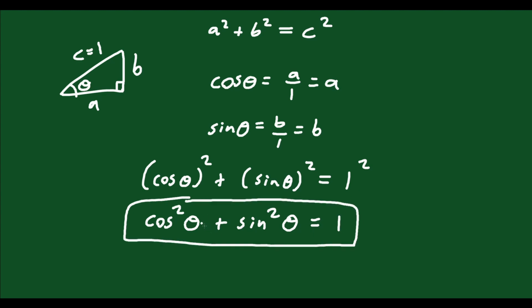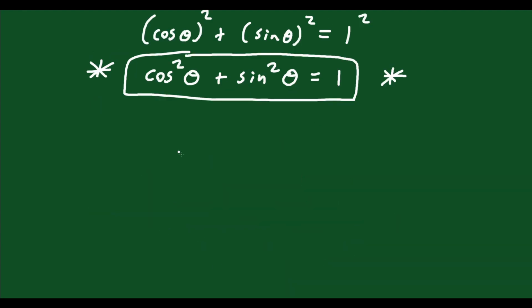So if you take the cos of an angle and square it, and add it to the sine of that angle squared, you're going to get 1 when you add those numbers together. This is your Pythagorean identity. Don't forget about this. It's probably one of the most common ones that you're going to run across. Now there's different variations on this.